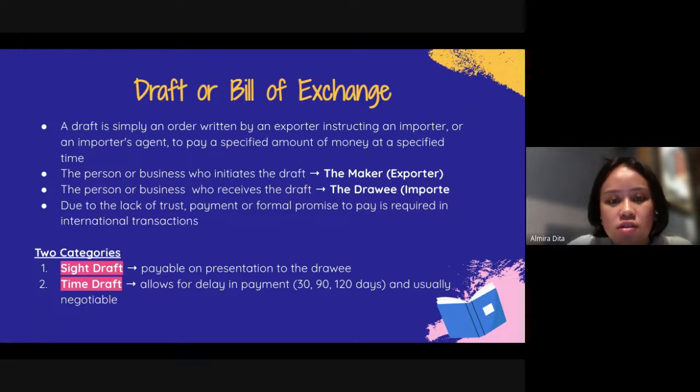There are two categories of draft. The first one is the sight draft. A sight draft is payable on presentation to the drawee, while a time draft allows for delay in payment, for example 30, 90, or 120 days. And usually it is negotiable.